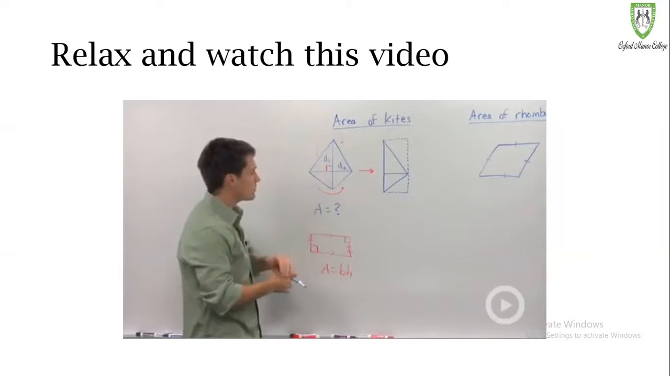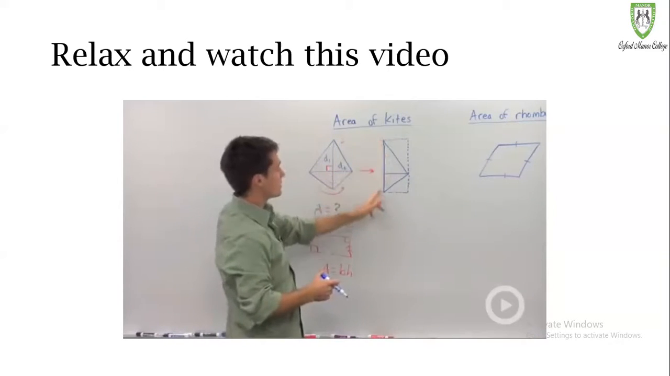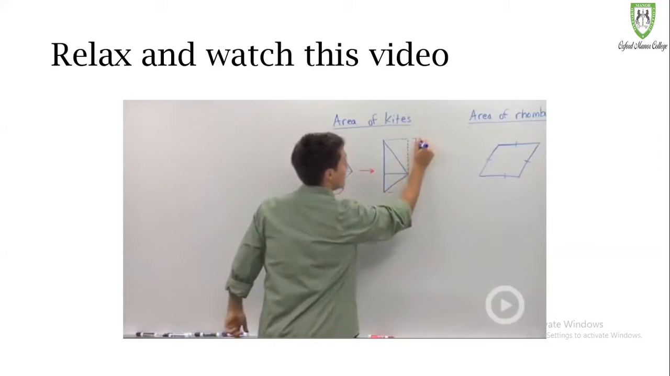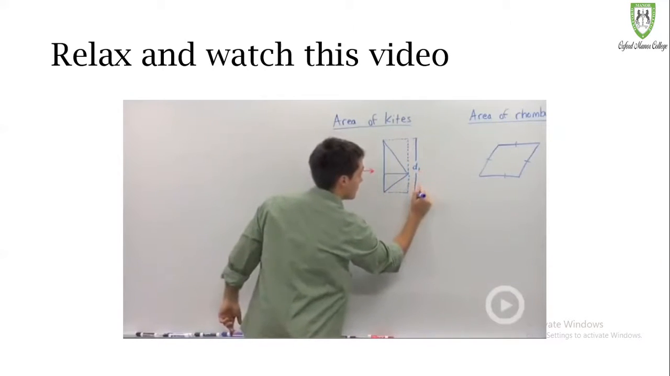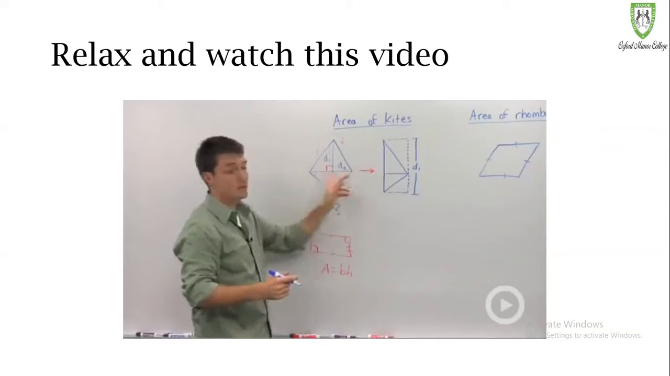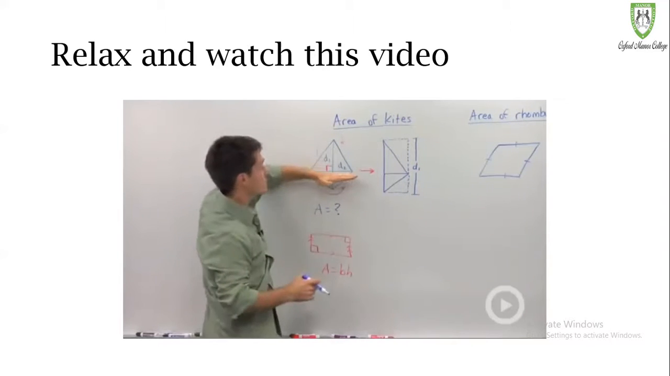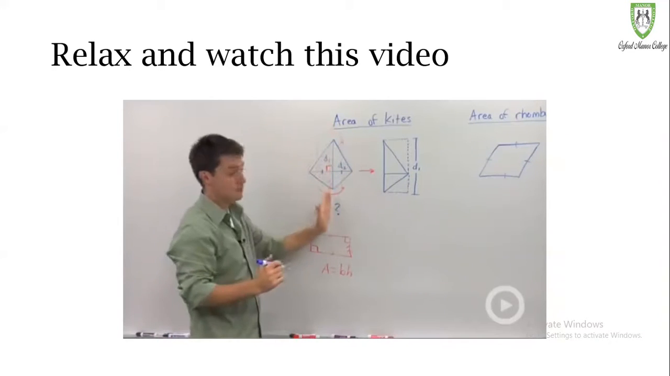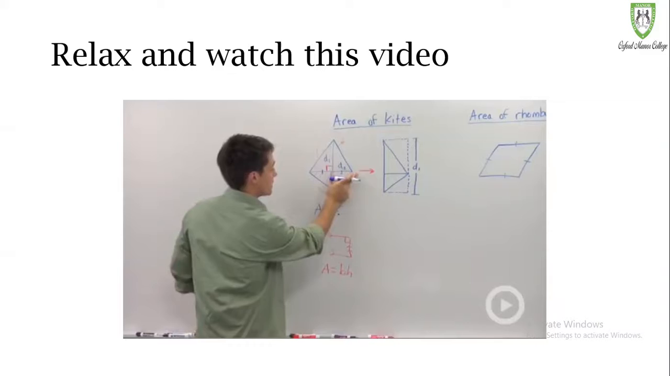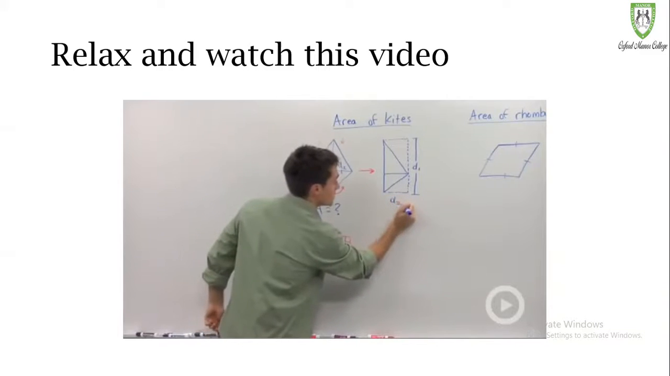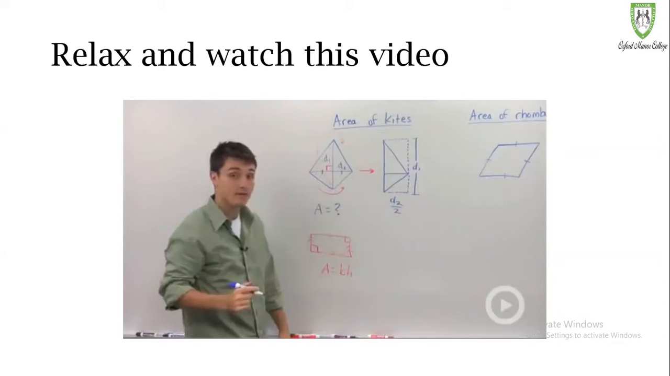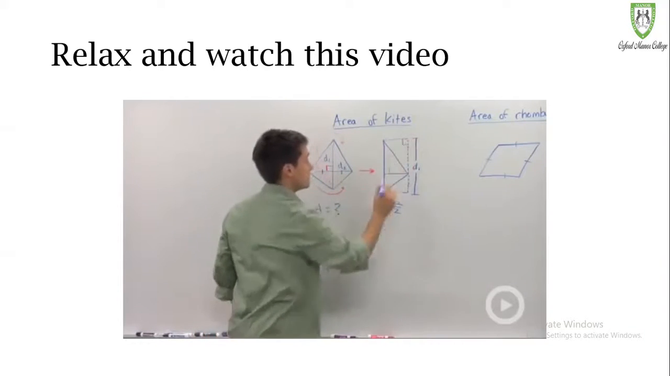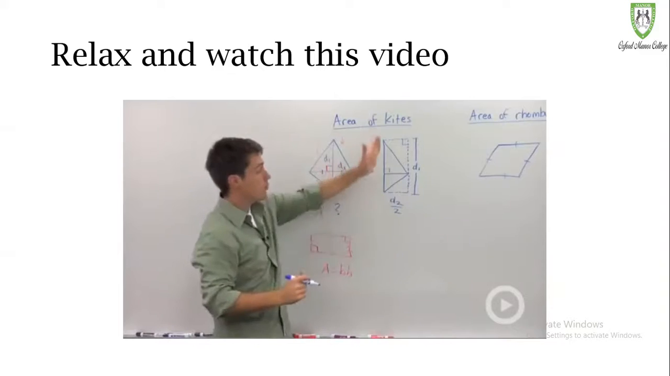So let's start by saying, well, what do we know? We know that this distance right here is the distance of diagonal 1. So I'm going to label it as D1. What else do we know about the diagonals of a kite? Well, I know that this D2 is bisected by the other diagonal, which means this piece right here is going to be D2 divided in half.